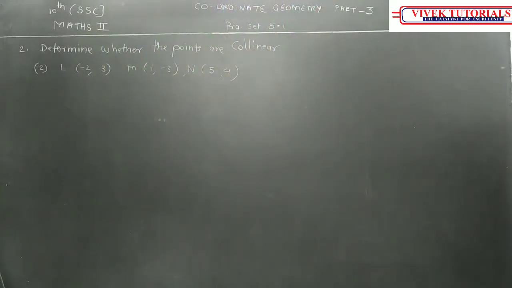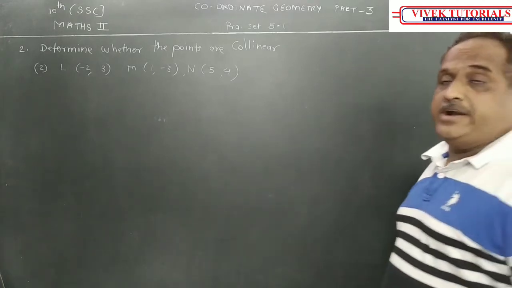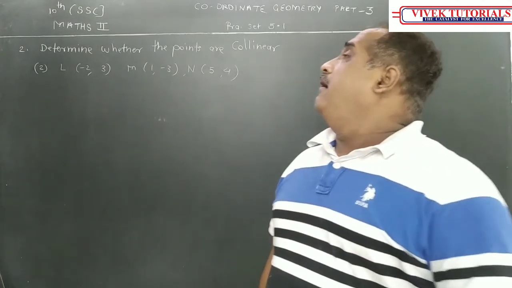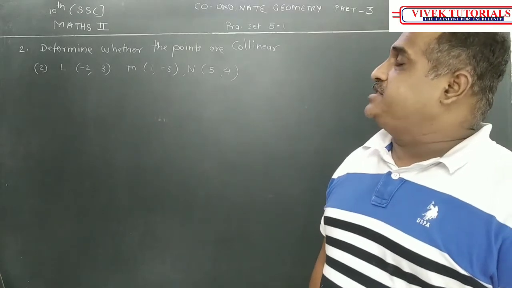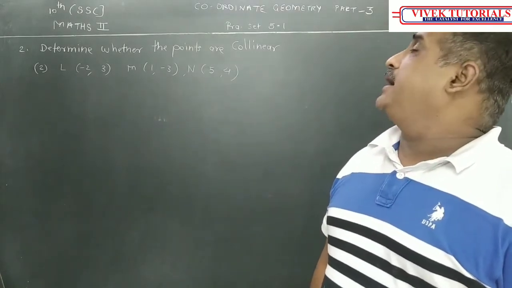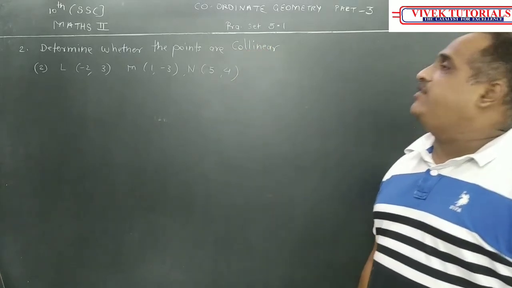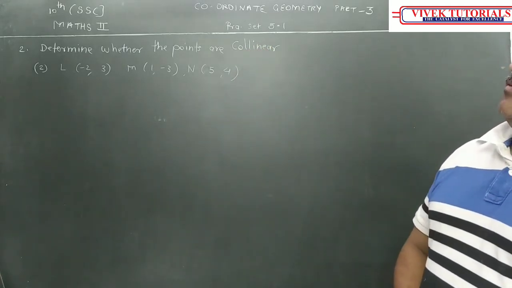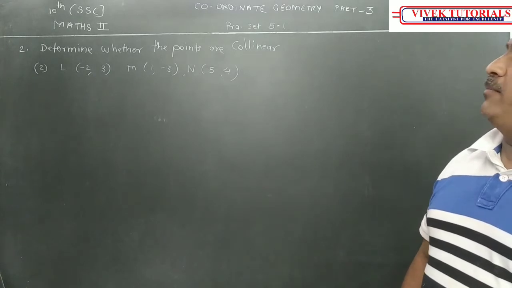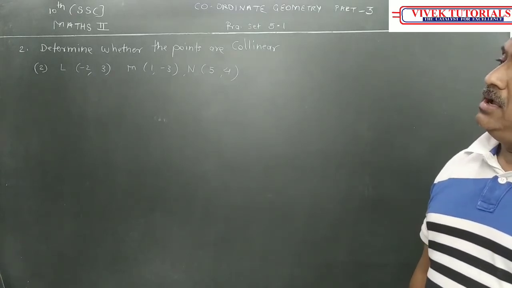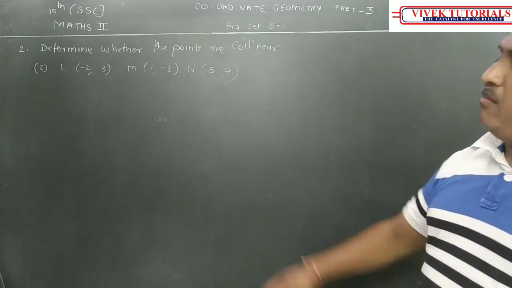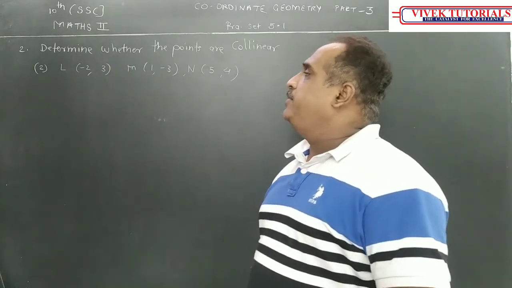Okay, students, we are on the third part of coordinate geometry, 10th standard SSC board maths 2 का टॉपिक है. We have already started the practice set 1.5.1. We are on the second question, determine whether the points are collinear or not. And in the previous part, we completed the first question.